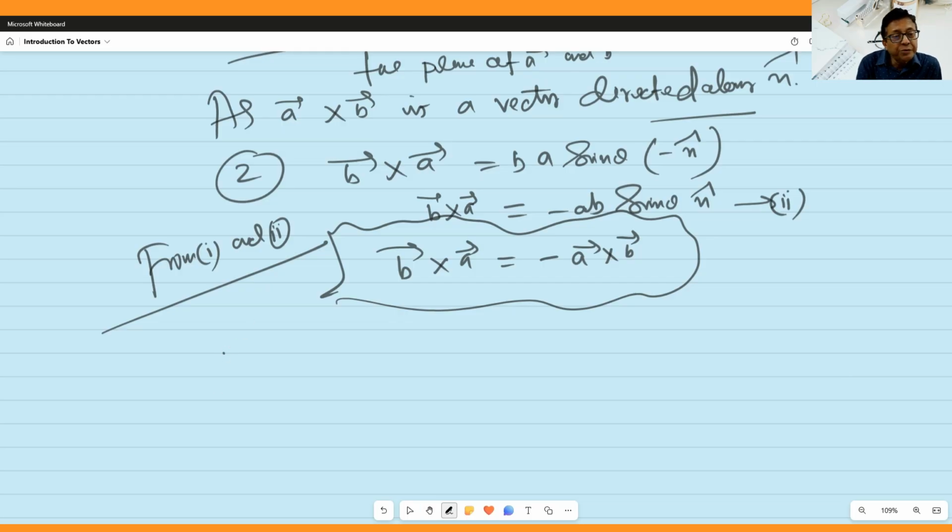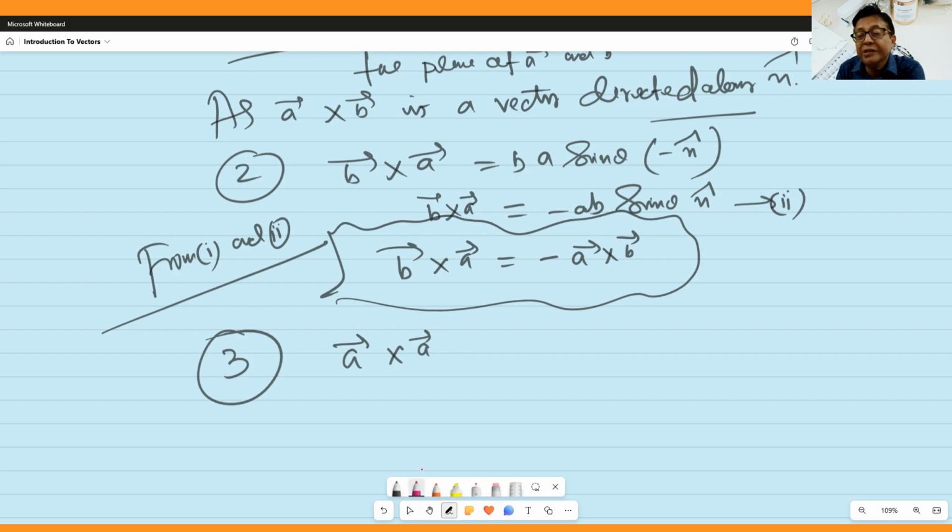We are going to do a third observation there. That is A cross A. And one very important conclusion we can draw here. This implies that cross product is not commutative.